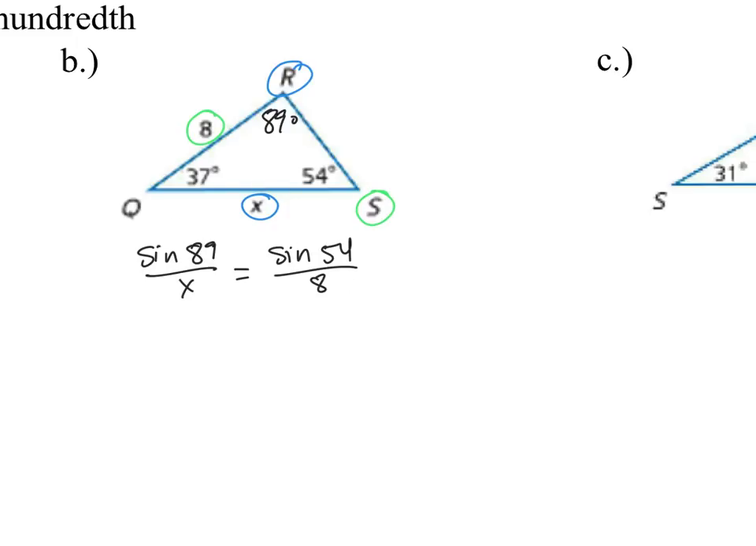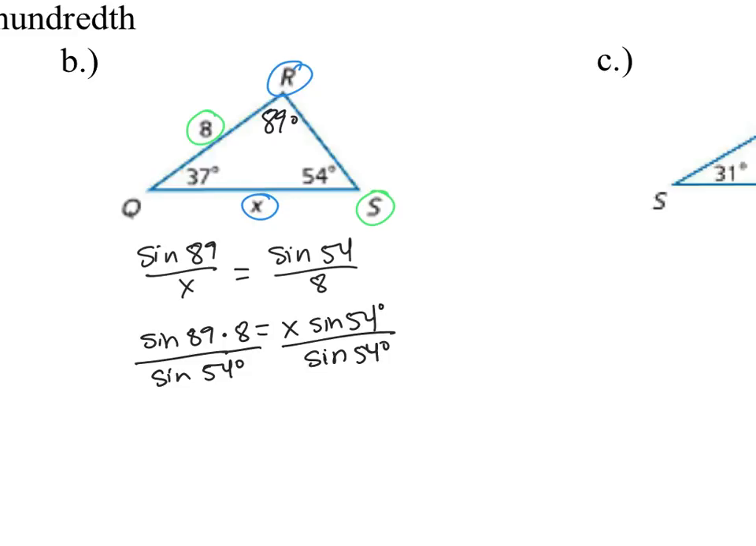So we write that proportion, and now we can cross multiply and solve. So we'd have the sine of an 89-degree angle times 8 is equal to x times the sine of a 54-degree angle. So to solve that equation for x, we would divide both sides by the sine of 54 degrees. And then use a calculator again. I'm going to turn this around and put my x on the left. So you would calculate that on a calculator, round it to the nearest hundredth, and you should get approximately 9.89.